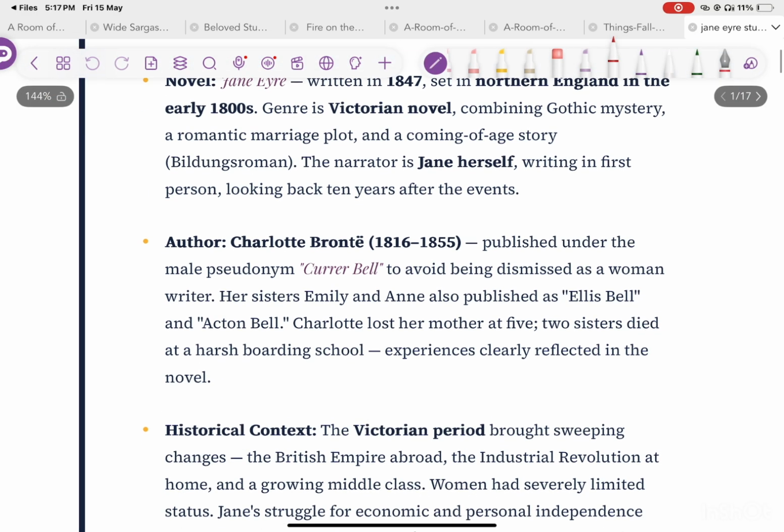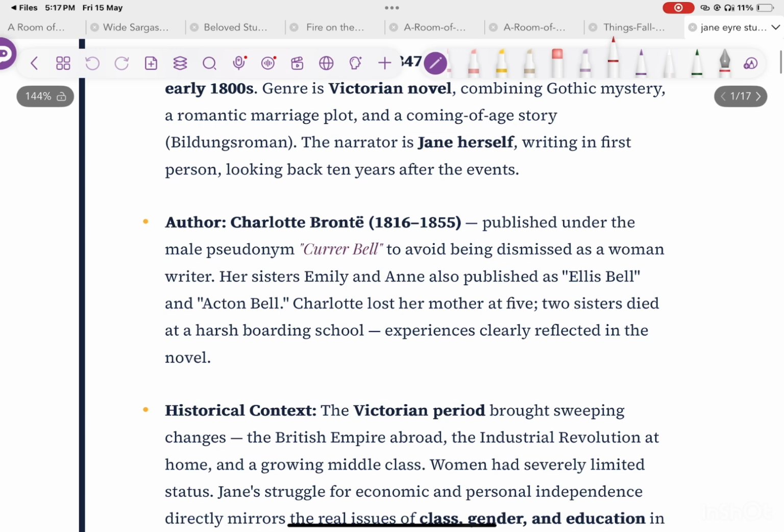So author Charlotte Bronte published this novel under the pseudonym Currer Bell. Back then, it was not easy for women to publish novels, and publishing novels was considered part of men's occupation. Publishing novels by females was not considered worthy or respectable. To avoid being diminished as a woman writer, her sisters Emily and Anne also published as Ellis Bell and Acton Bell.